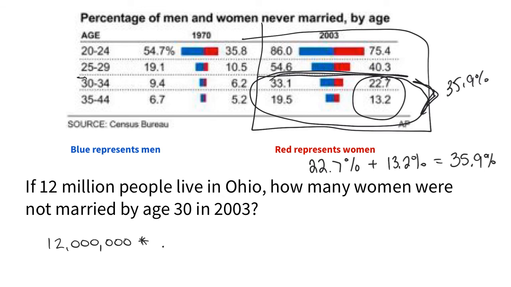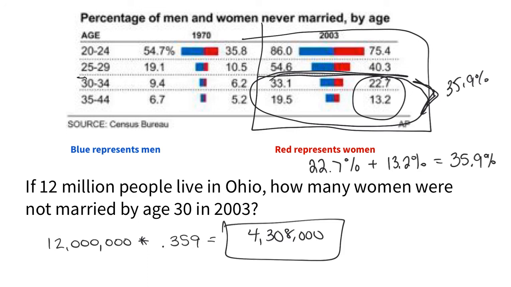So remember, I'm going to put this in percentage, which is 0.359. And on my calculator, I need to do 12 million times 0.359. And I will get 4,308,000. So in 2003, 4.3 million women were not married by the age of 30.